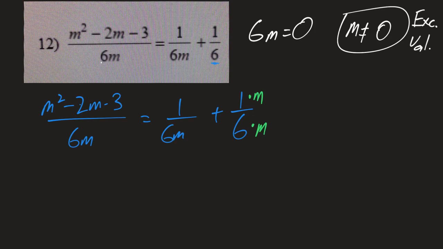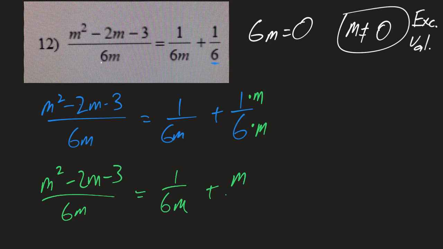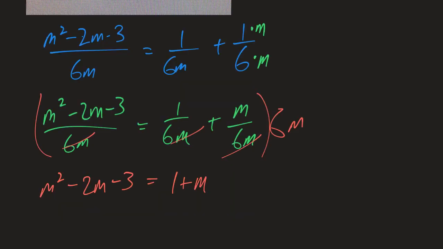Now I've set up my equation, and I'm going to go ahead and get common denominators by multiplying that last piece by m on top and bottom. So all my denominators will now be the same, which is 6m. So now I've got m squared minus 2m minus 3 over 6m equals 1 over 6m plus m over 6m. Now what should I do next? Take a second and do the next step if you know what to do.